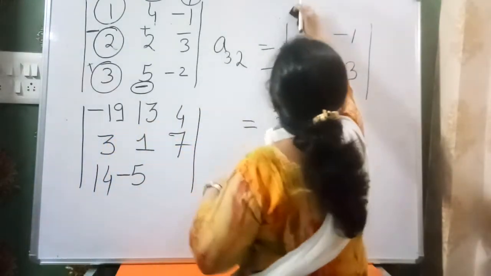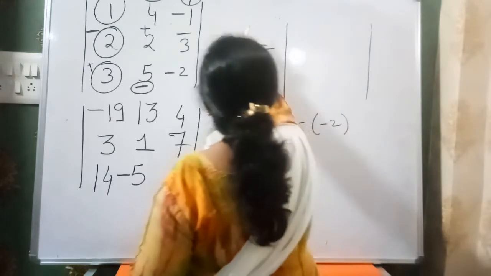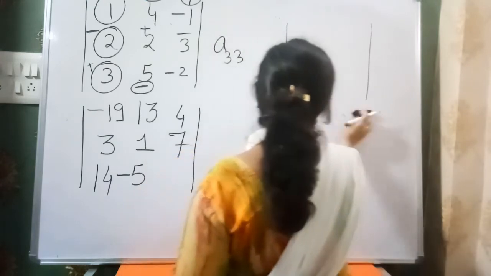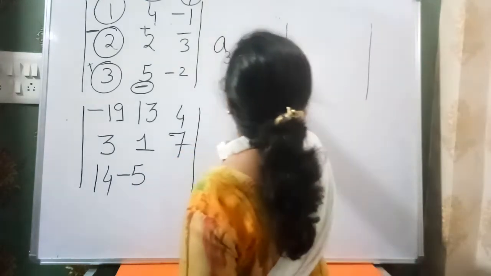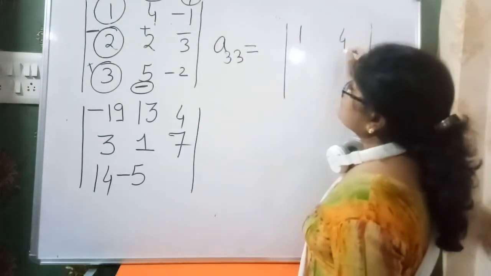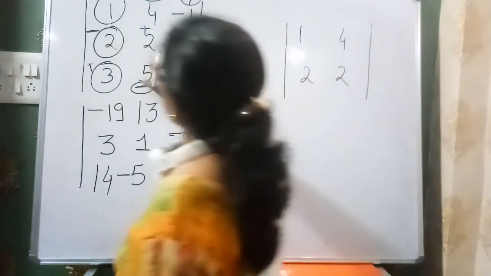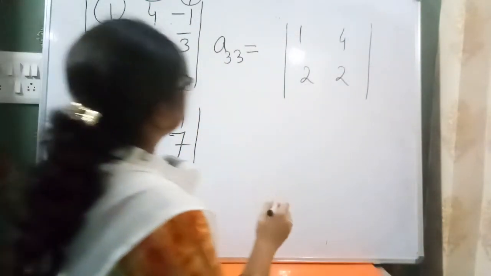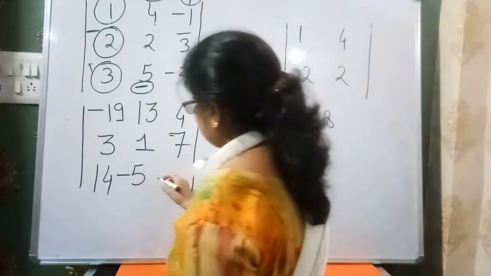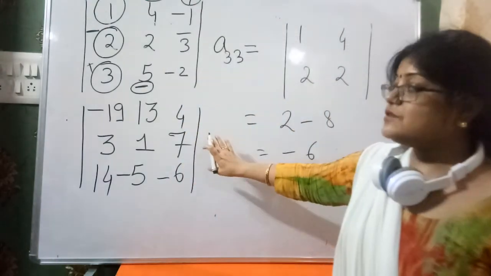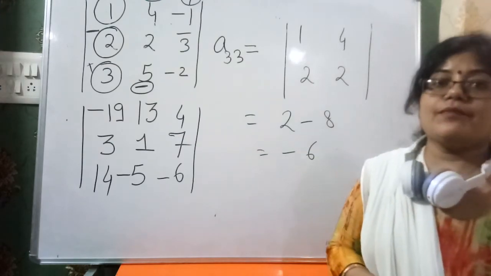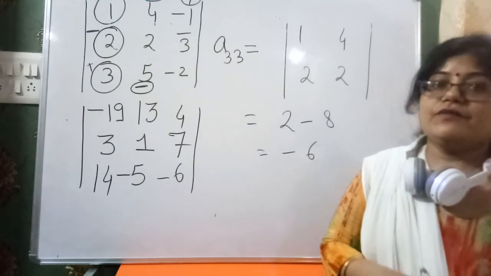Now last one, for the third row and the third column. It is a little bit longer problem, but mathematics is mathematics. I think you know how to find the adjoint of matrix now. In minus 2, we have 1, 4, 2 and 2. Watch over here. Clear? We have 2 on the 2 minus 8. That means minus 6. Okay? But now this is not the adjoint matrix. This is not our answer. This is only the first step if we have to find the adjoint of the matrix.